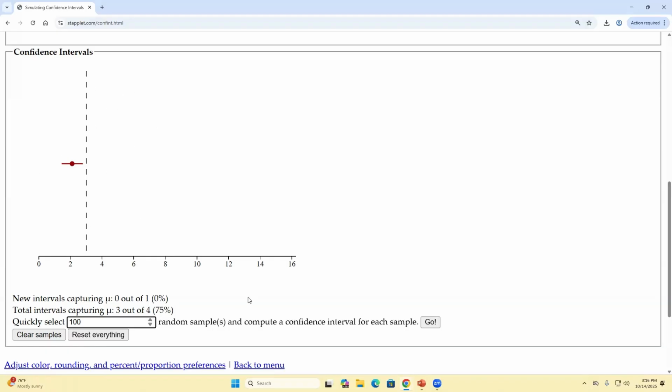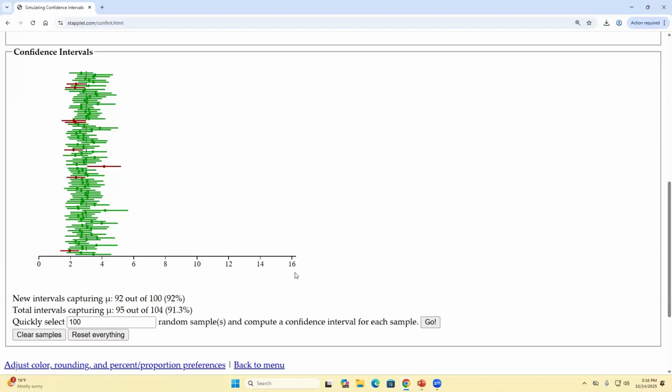And what we should find, if these are 95% confidence intervals, is that if we do 100 of these, we're going to correctly estimate the population mean around 95 times, and we're going to incorrectly estimate the population mean, we're going to miss it, about 5 times. So let's hit go.